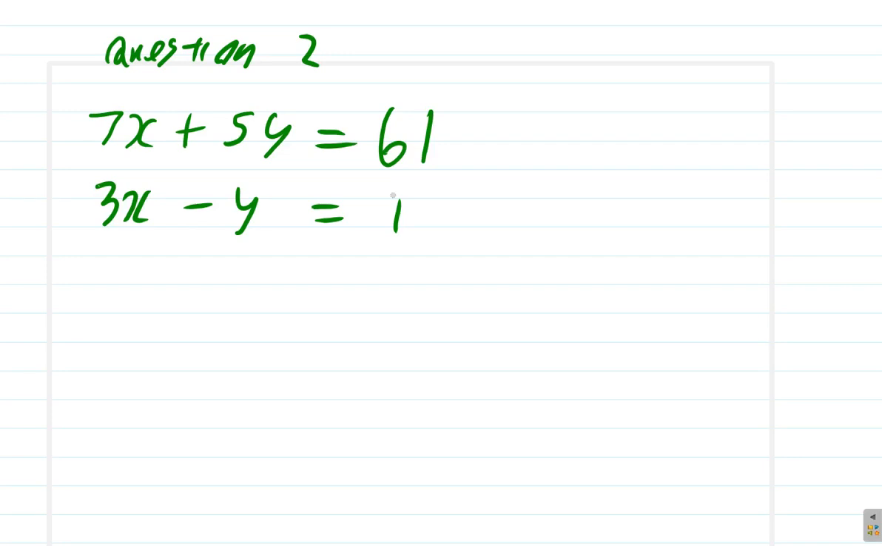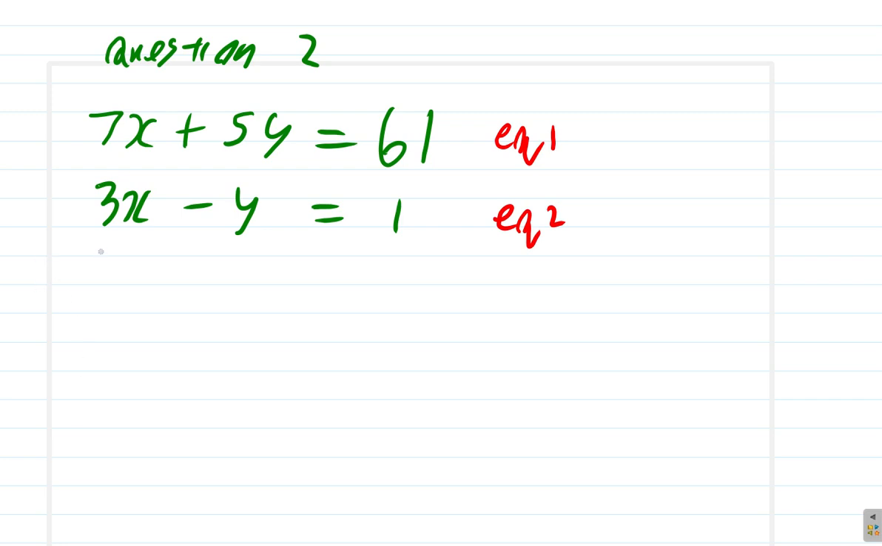Here we have question 2. 7x plus 5y equals 61 and 3x minus y equals 1. This is a pair of simultaneous equations. Let's call this equation 1 and this equation 2. Alright, so we discuss the solution.